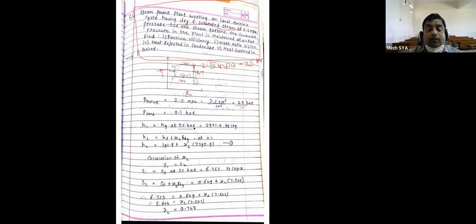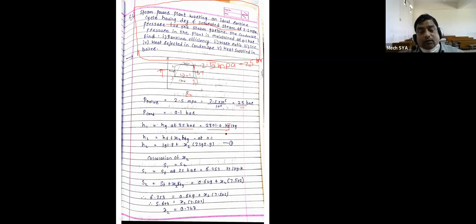Again, in that case, we have to refer to the table number. Anybody of you, which table number? Table number 2, pressure is given. In that case, H1 is equal to Hg at 25 bar, and we will get the answer 2801.0 kilojoule per kg. So H1 is equal to Hg at 25 bar, 2801.0 kilojoule per kg.